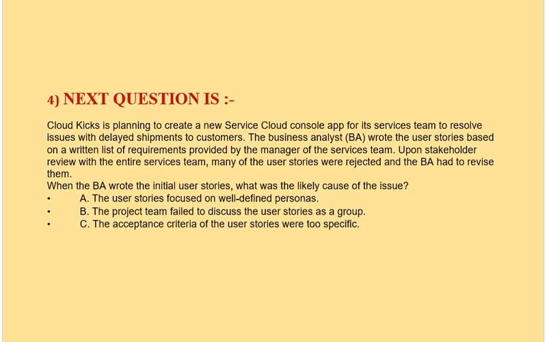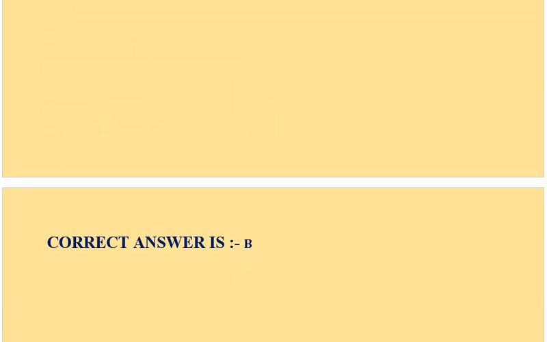Option A, the user stories focused on well-defined personas. Option B, the project team failed to discuss the user stories as a group. Option C, the acceptance criteria of the user stories were too specific. Correct answer is option B.